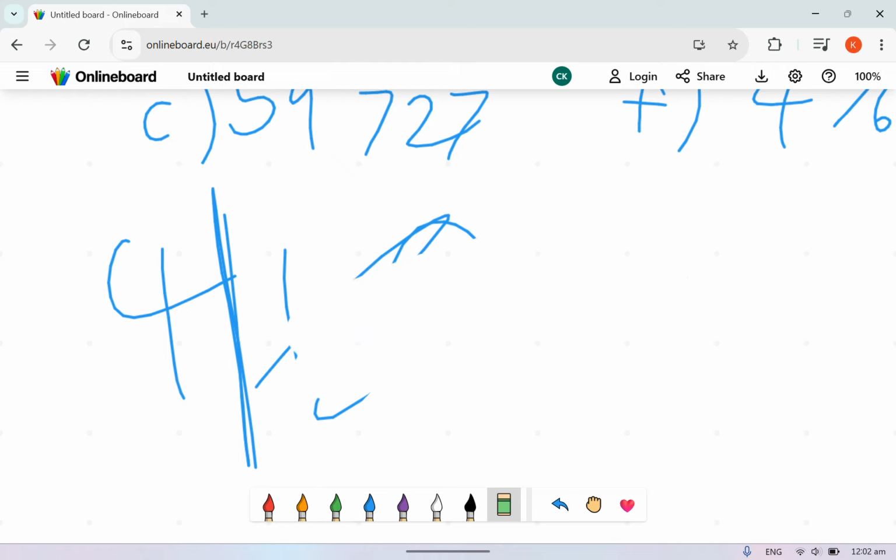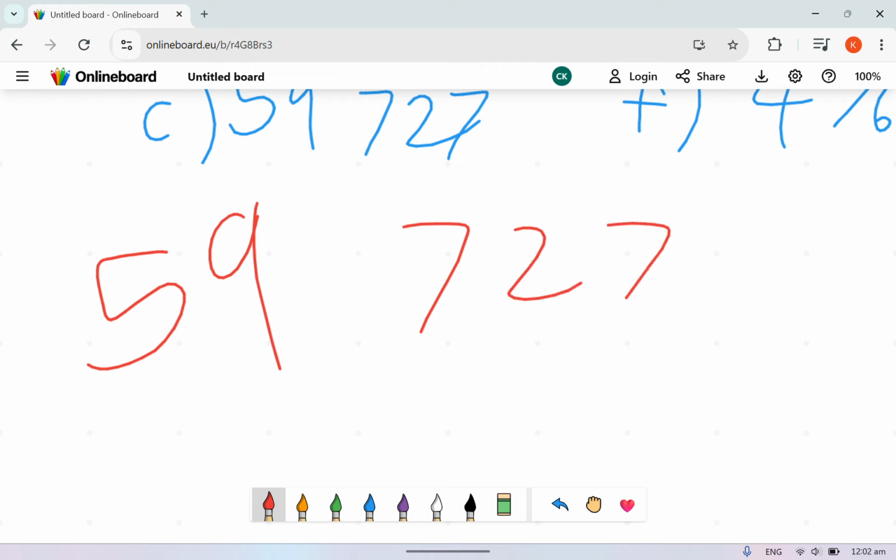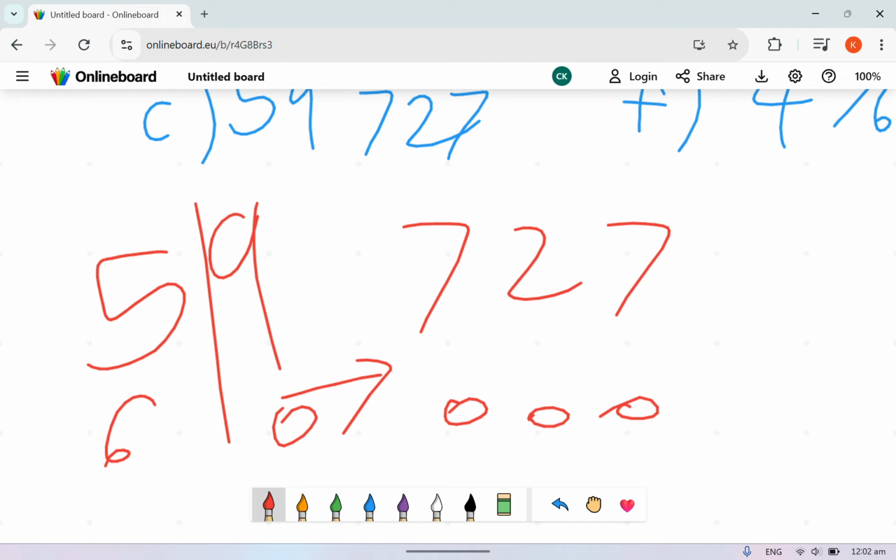Next one, 59727. Now, no matter how big they are, one significant figure is still one significant figure. So you are still just gonna cut it off here. Now this one you can clearly see that it's to the right. So this one is gonna become 6. The rest is just gonna be 0, 0, 0, 0. Okay, so the answer is 60,000. Okay, next one. 908.